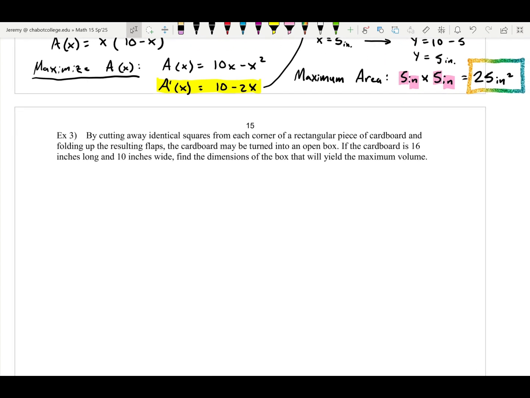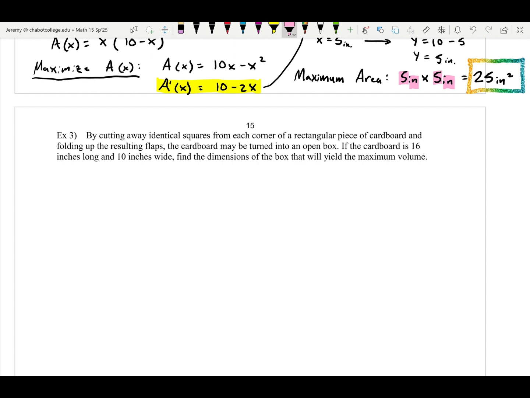Okay, example number 3. I like this one a lot. This is very, very common. I think if you take a calculus class anywhere in the world, you'll be doing optimization and you will see a problem that looks like this one.